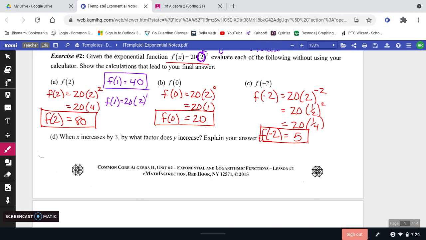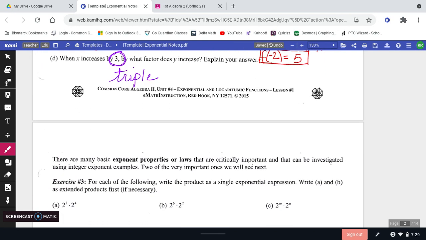All right, so what if that factor is a 3 instead? So instead of times 2 to the x, what if it's times 3 to the x? What will that increase be? That would be triple. You would be tripling your value.